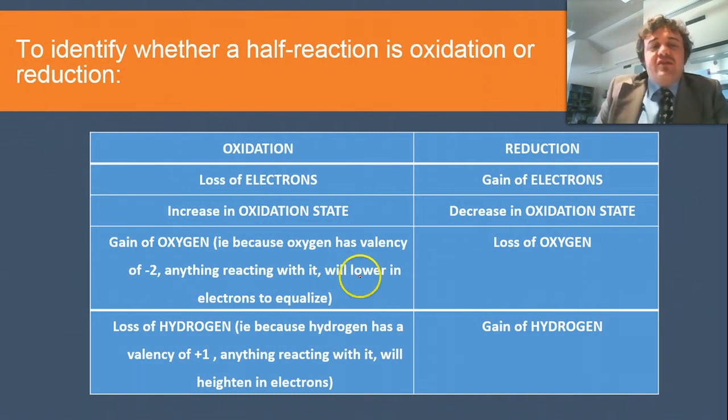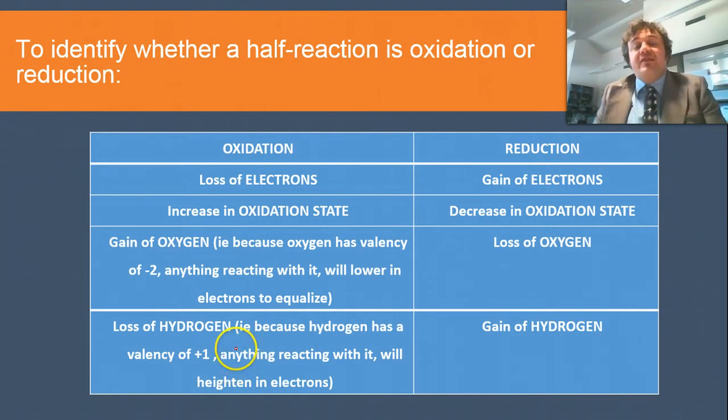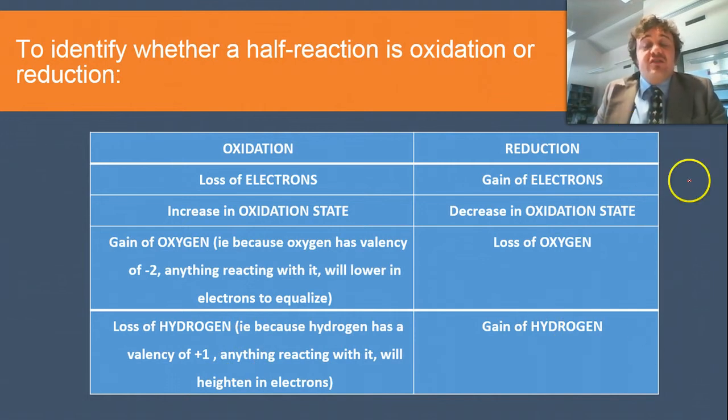The reason is, by the way, oxygen has a valency of -2, so anything that reacts with it will give the oxygen 2 electrons to equalize, so it oxidizes. A loss of hydrogen, which has a valency of +1, so anything reacted with it heightens its number of electrons. It gets extra electrons.